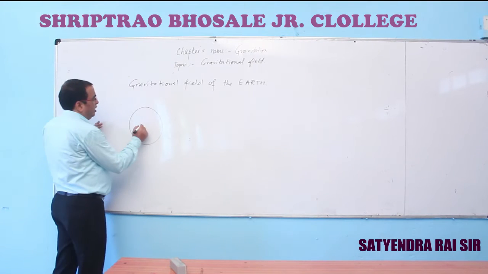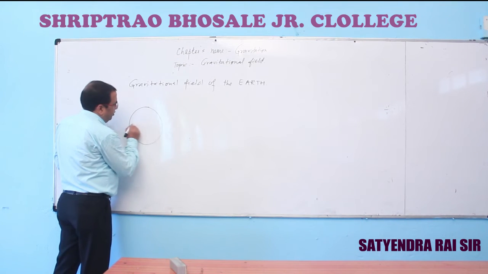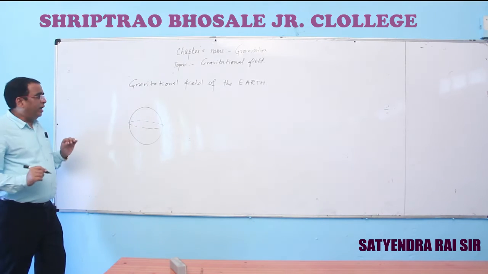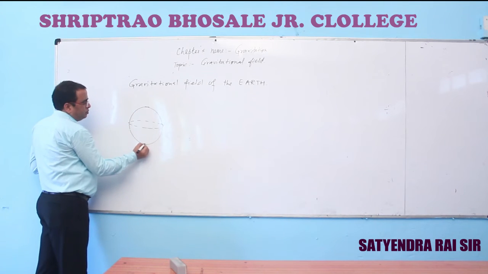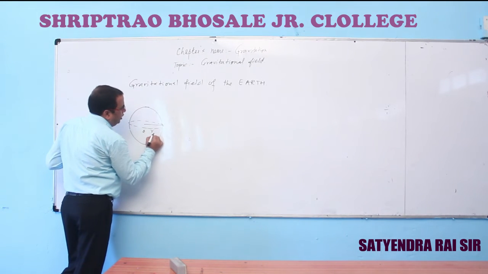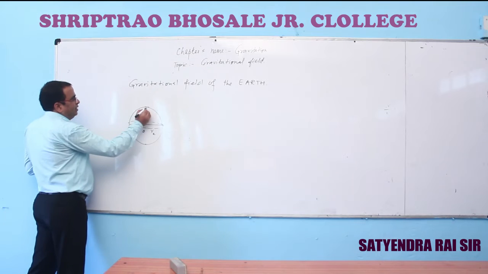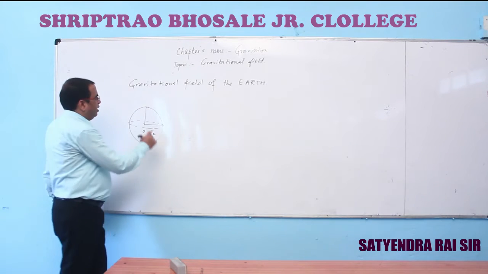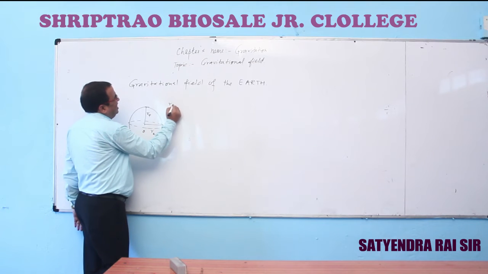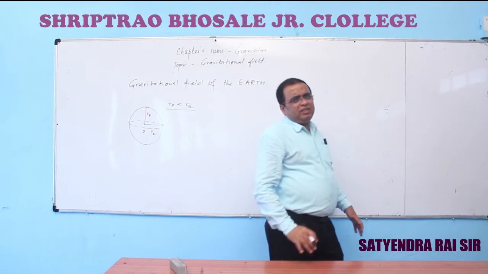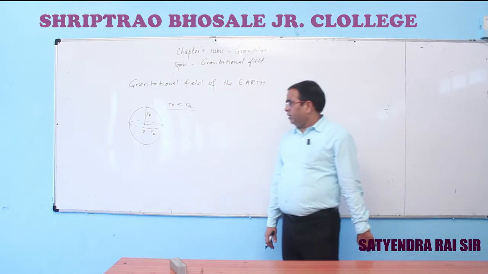A line, you know well, divides the Earth into equal halves. This line we call the equator, and here are the two poles. This is the center of the Earth. This distance is known as the equatorial radius, and this length we call the polar radius. In the Earth, the polar radius is less than the equatorial radius. Mean radius is 6400 kilometers, no doubt about that.